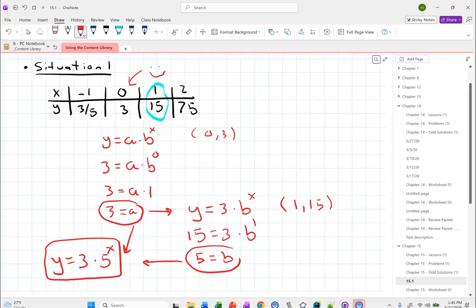Should I write that as y equals 15 to the x? No! Why not? The bases are different, 3 and 5, and the exponents are different, 1 and x. Can't combine them. Everybody feel okay?